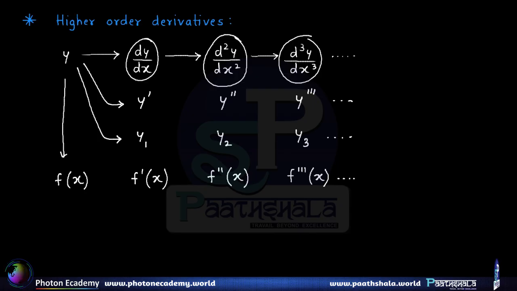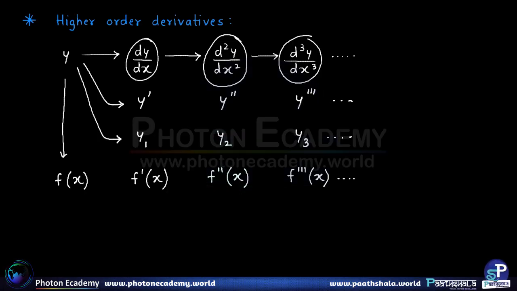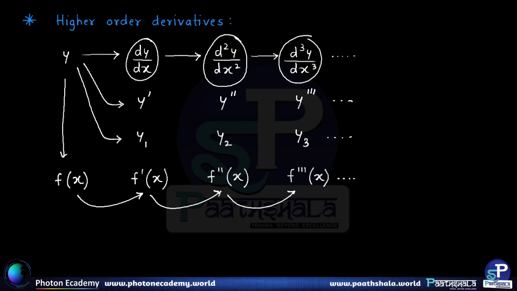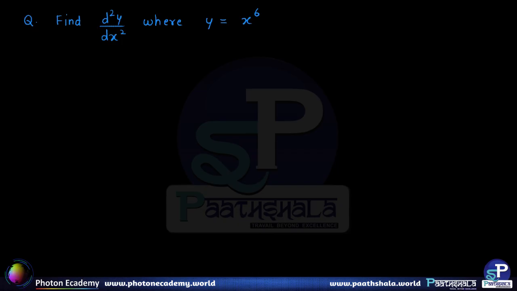Remember that the higher order derivative is nothing but the derivative of the previous order derivative, nothing else. So the first derivative is the derivative of the function. When we differentiate the first derivative, we get the second order derivative and so on, right? Now let us see a few examples that involve second order derivatives and higher derivatives.